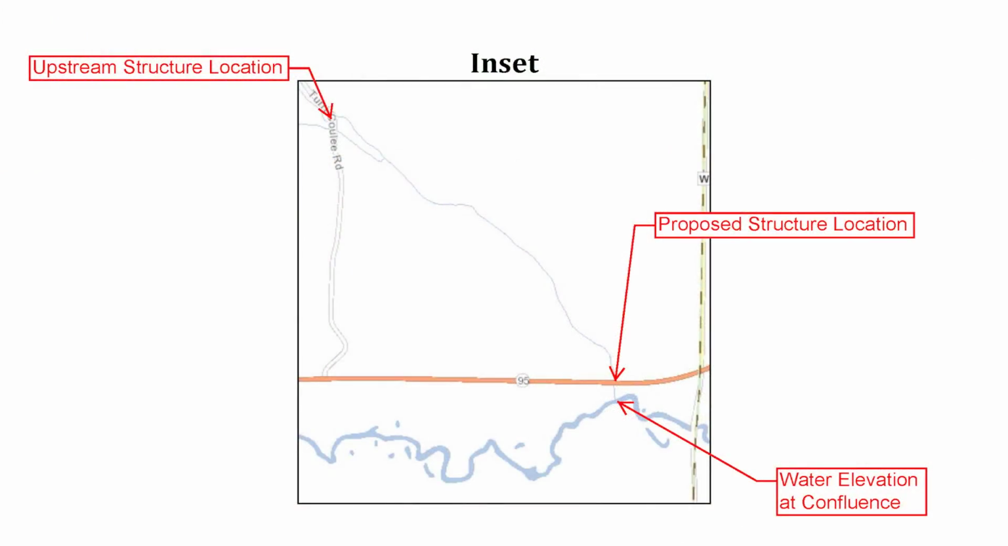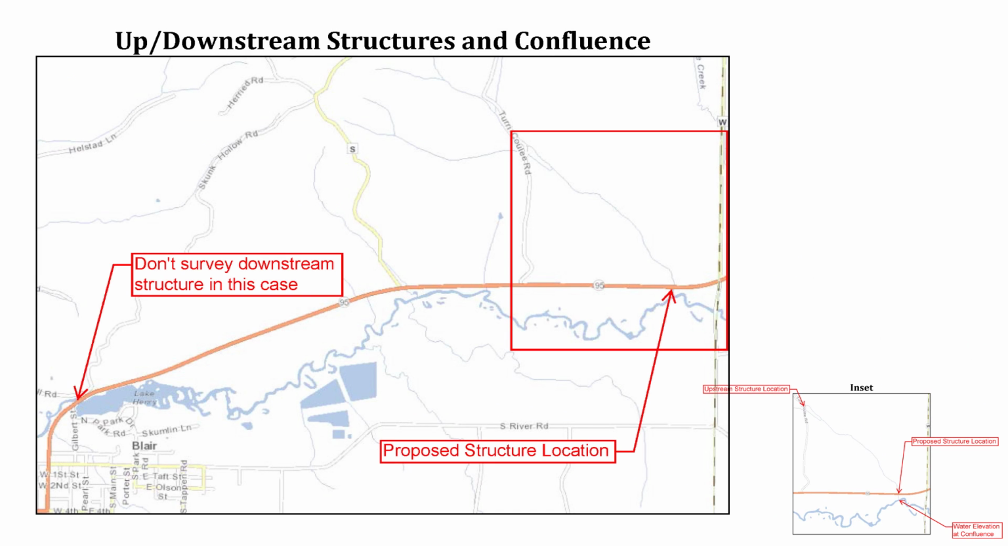When determining the location of the upstream structure, if there are two or more stream branches upstream of the subject structure, survey the bridge on the branch with a larger drainage area. If the subject stream joins a larger stream or river downstream, do not survey any structures located downstream of the mouth of the subject stream.